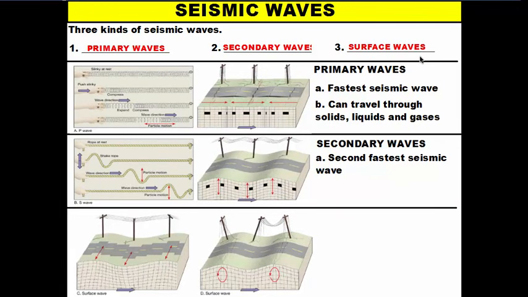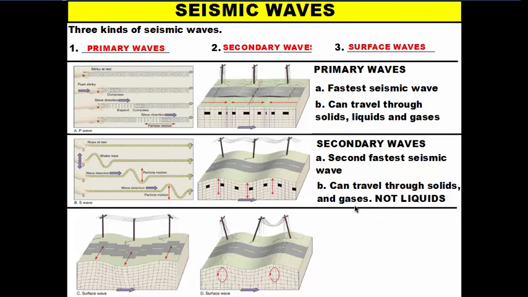Now, the other thing that's really special about the secondary waves is that they don't travel through all states of matter. When secondary waves travel, they can travel through solids and gases, but they cannot travel through liquids. And this is actually pretty important in discovering that there is liquid inside the Earth. We'll talk about that in a little bit.